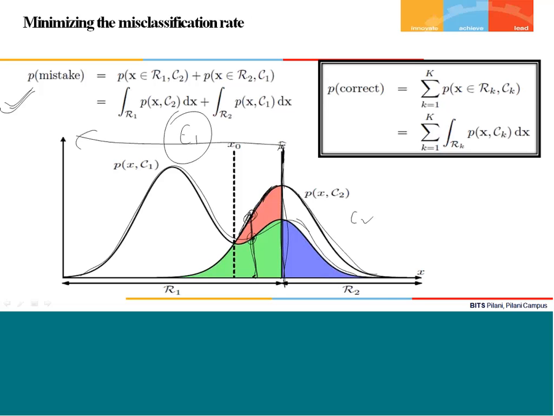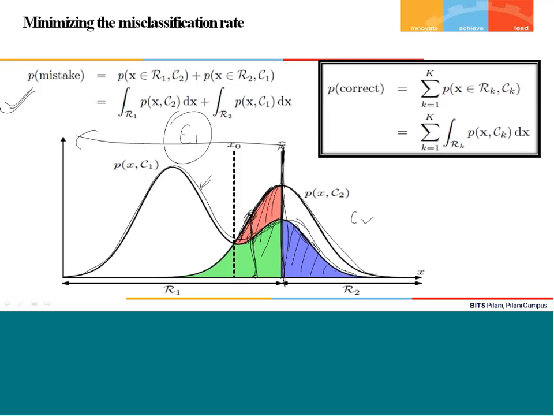Because this is my probability of C1, I will add all this area here. This area is misclassification of the C2 class, because I have classified it as C1, but this area belongs to C2. And this graph here actually belongs to the C1 class, but I misclassified it as C2. So this area plus this area.